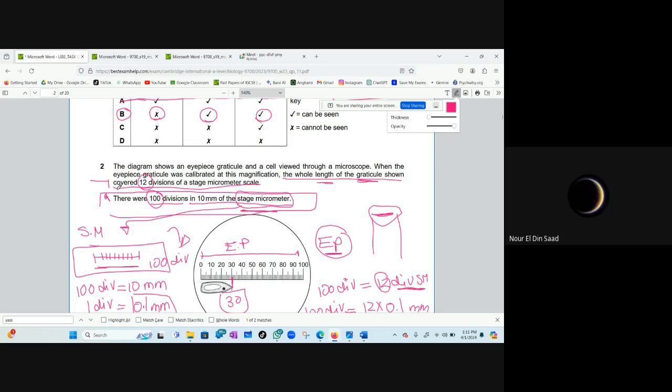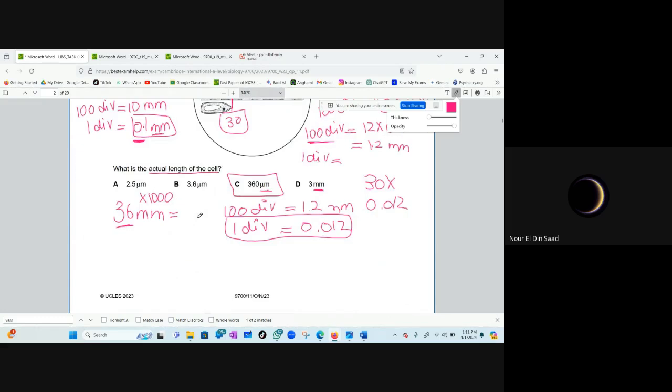Miss, I understand, but 36 times 1000 will be 36,000, not 360. Sorry, it was not 36, it was 0.36. Okay, 0.012 times 30. Let me do it by calculator. 0.012 times 30. Yes, it is 0.36. You're correct. Times 1,000, it will be 360 micrometers. Got it? Okay. There is always a question like this on every single exam.